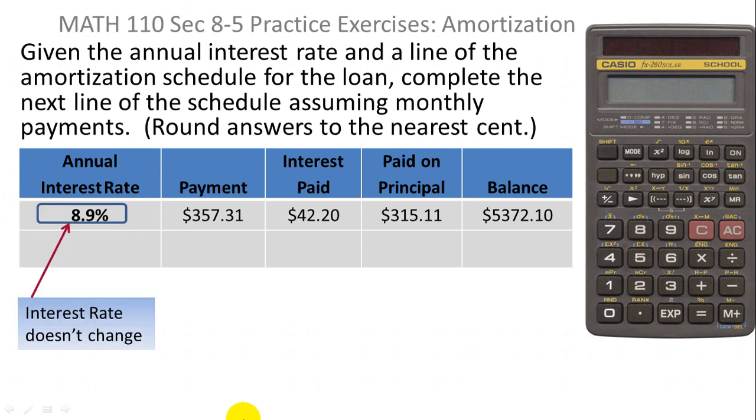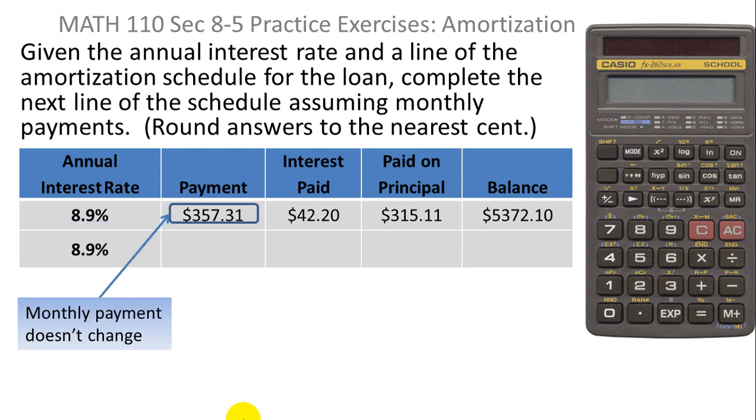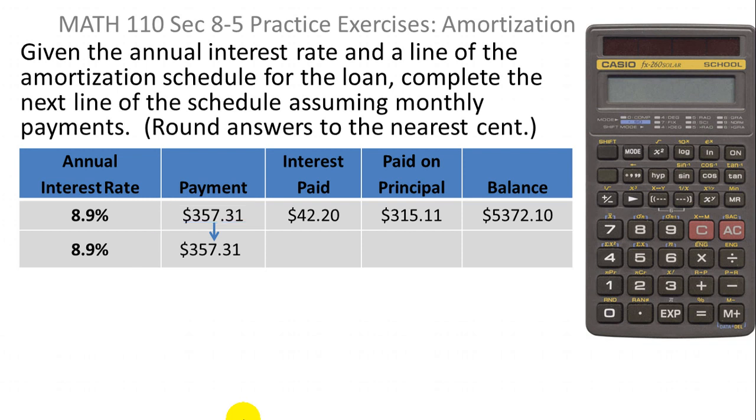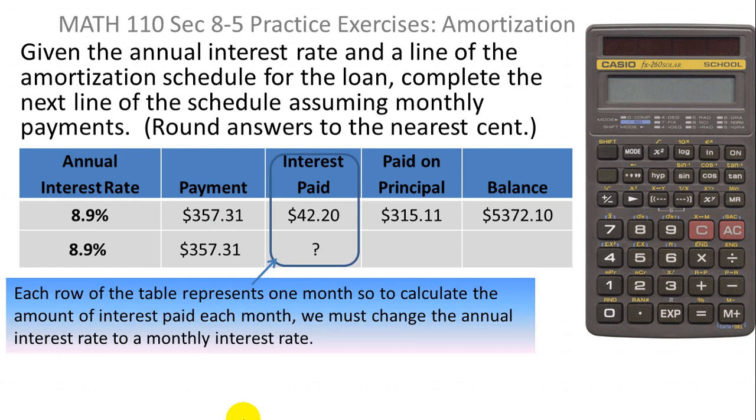First thing to notice is that the interest rate doesn't change. That's fixed. So you can go ahead and put 8.9% all the way down. Same is true of the monthly payment. The monthly payment is steady from month to month, so you can move that all the way down its column. So really we only have three quantities to calculate. So to get the interest paid, we've got to think about how to calculate interest.